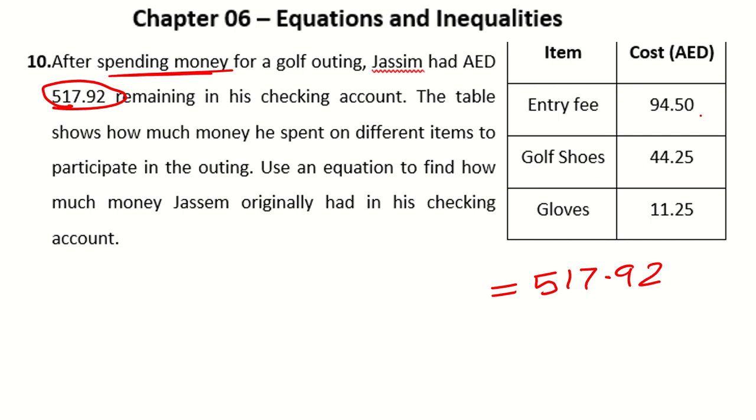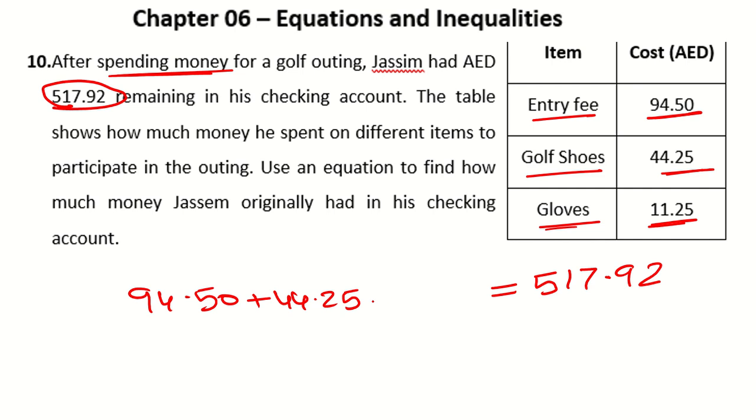Okay, so he paid 94.50 dirham for entry fees. He paid 44.25 dirham for golf shoes, and he paid 11.25 dirham for gloves. So just write the numbers. 94.50 for entry fees, then 44.25 for the shoes, and then 11.25 for the gloves. And how much money he left? Maybe he left with X.